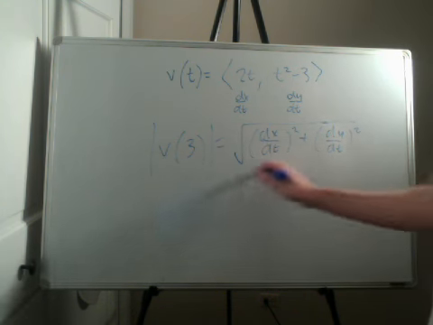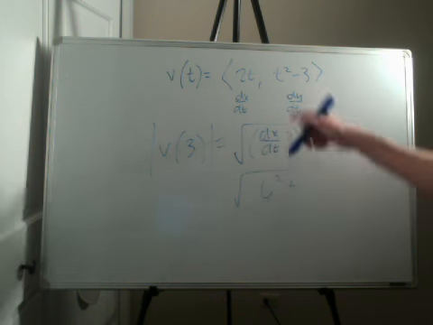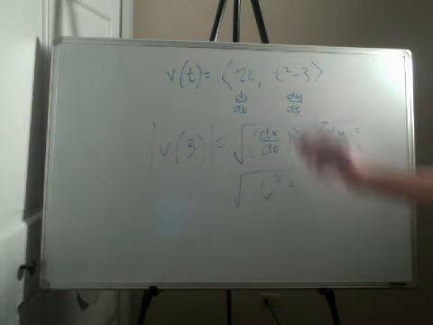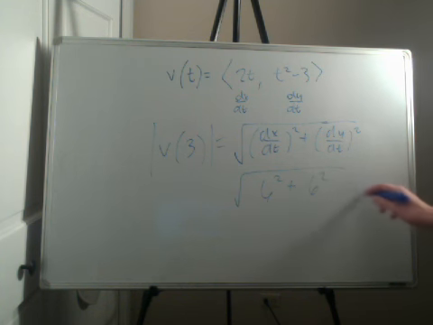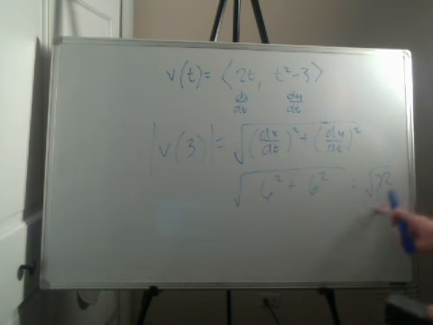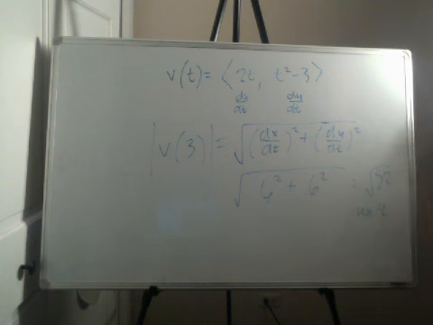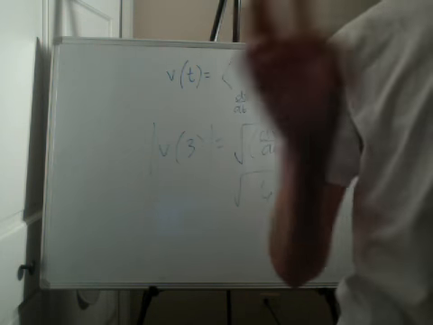So you would get 2 times 3, so this would be 6 squared, plus 3 squared minus 3, which would be 6 squared, actually. So this would be the square root of 72 units per time. I don't really know, but you get my point. It'd be like meters per second, something like that. And so that's how you find speed, and that's how vectors work with position, velocity, and acceleration.